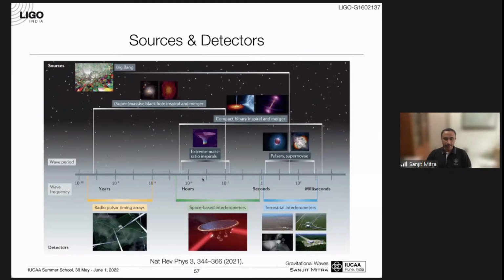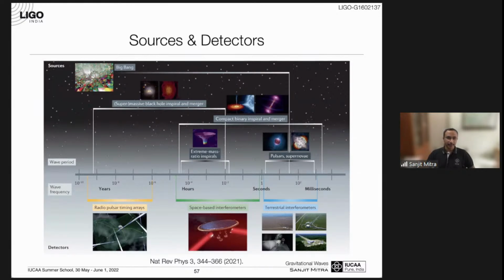If we go to space, we can observe bigger systems like supermassive black hole mergers and extreme mass ratio inspirals, which we talked about. That is a small black hole going around a supermassive black hole. With even lower frequency, with pulsar timing arrays, we may be able to see supermassive black hole inspirals. The merger may happen in the space-based band, and the inspiral may happen in the pulsar timing region, which is the nanohertz band.